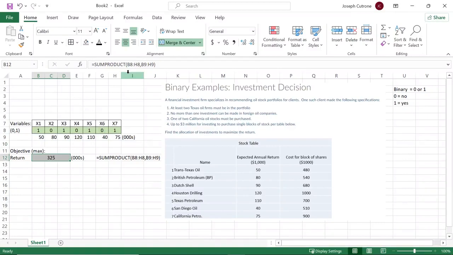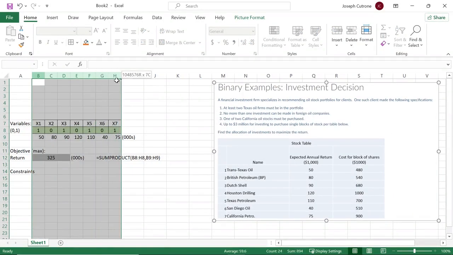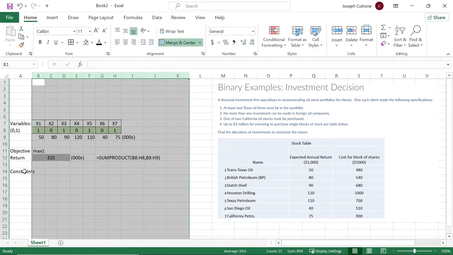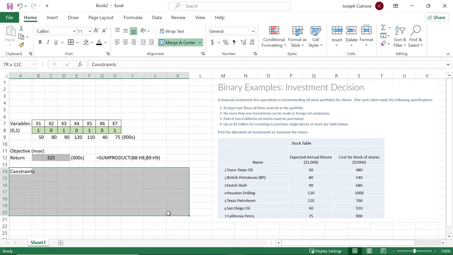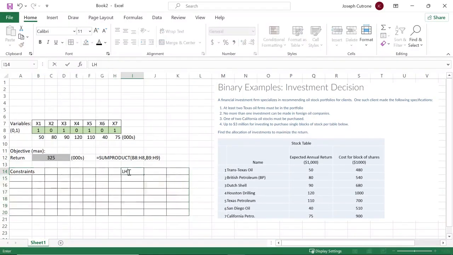Now, I have these 1, 2, 3, 4 constraints that are on here. So let's start to build our constraint table. I'll move the text over a little bit. As always, even though we have 7 decision variables, we're going to go 1, 2, 3 over. So I need columns I, J, and K here. And we're going to put some constraints down. I have about 4. We'll build a nice table. We're still going to use our left-hand side, our sign, and our right-hand side.